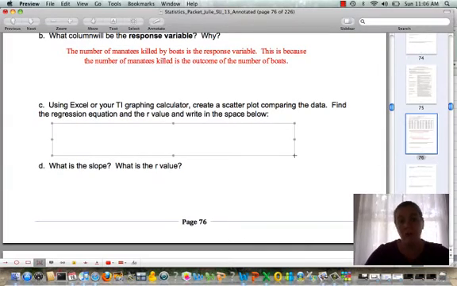So our regression equation is y equals 0.1177x minus 36.28. And then we've got r squared. This is how we type on the calculator with the caret 2 to show it squared, is 0.8843.